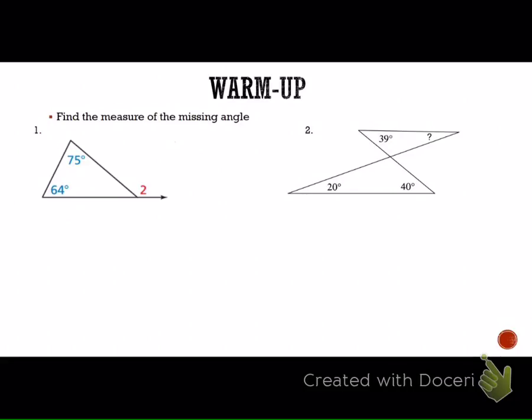Find the measure of the missing angle. How do I find the measure of angle 2? Raise your hand and tell me how I find the measure of angle 2. Greg? 75 plus 64. So 75 plus 64 equals the measure of angle 2. Remember, these are remote interior to the exterior angle. And those add to get that angle there, which is 139, you said? Yes.